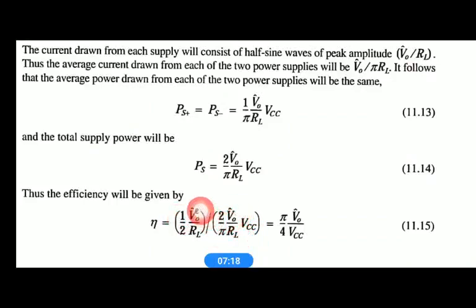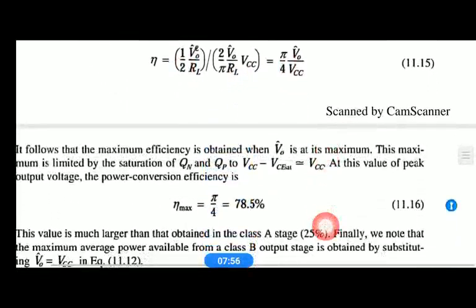Then here one V0 gets cancelled, RL gets cancelled, right? And this 2 will go down, 2 into 2 it will become 4. See, one V0 gets cancelled, another V0 remains here, right? This 2 will go down, so 2 into 2 it will be 4 here, right? And pi is as it is, and RL gets cancelled, and VCC, which is in the denominator, remains the same. So therefore eta, efficiency, is equal to pi into V0 divided by 4 VCC.